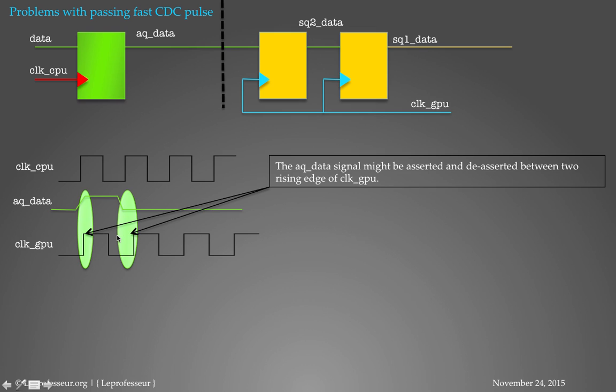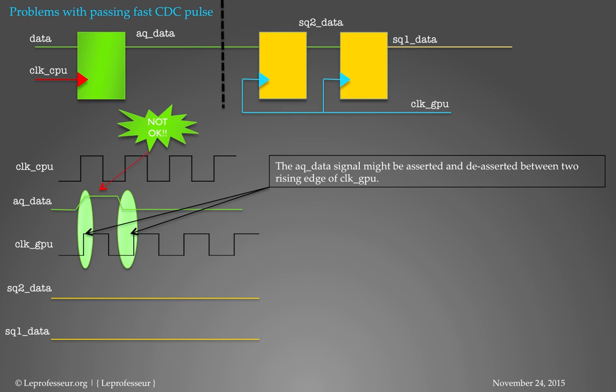Okay, this is not the right behavior. So you will never toggle the data in the receiving clock domain. That's just not okay. So one has to be careful about what the clock frequency is of the sending clock domain and receiving clock domain, and what the pulse width is going to be of the signal which is crossing the clock domain boundary. Okay.